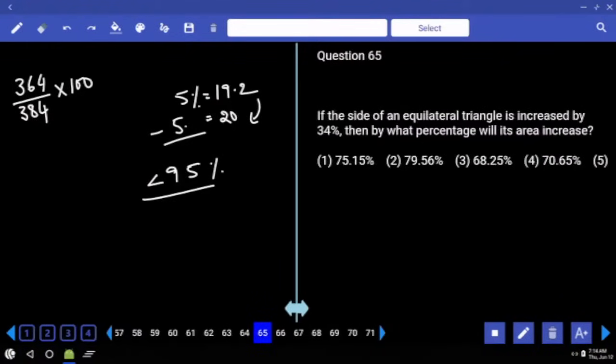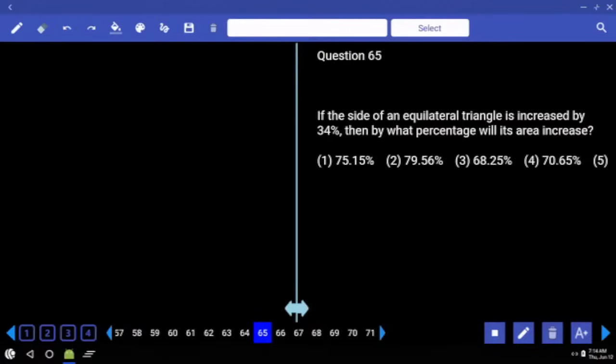The side of an equilateral triangle is increased by 34%. Then by what percentage will its area change? Area in the sense, is it 2-dimensional or 3-dimensional? 2-dimensional. Volume is 3-dimensional. Right. When you have a single value changing 2 times in percentage concept, we use a plus b plus ab by 100. Now the side is increased by 34%. A value is 34, b also 34. A plus b plus ab by 100.